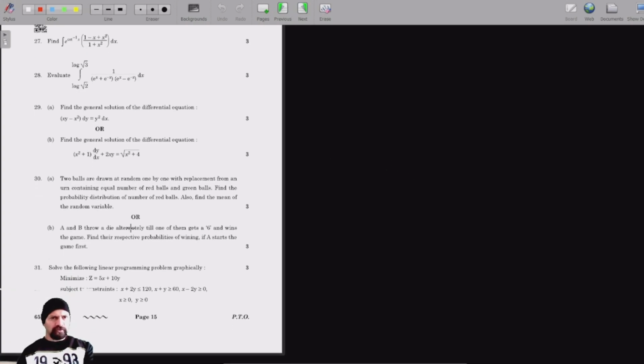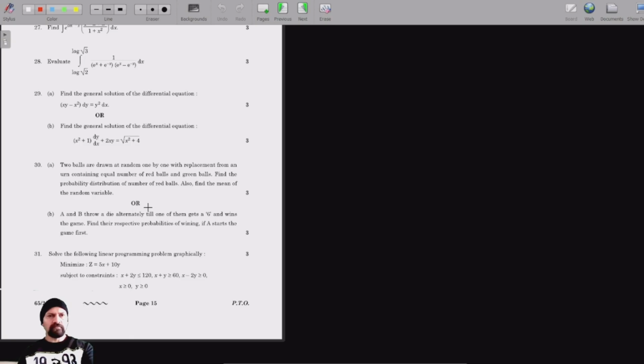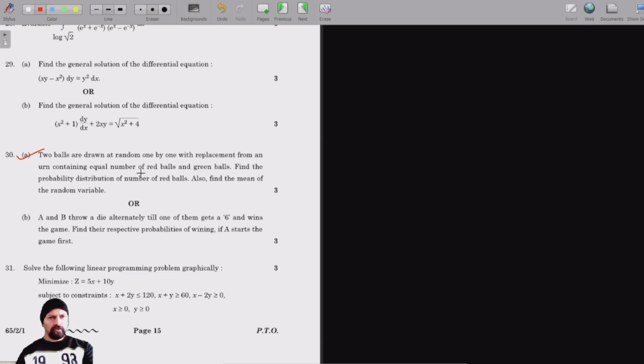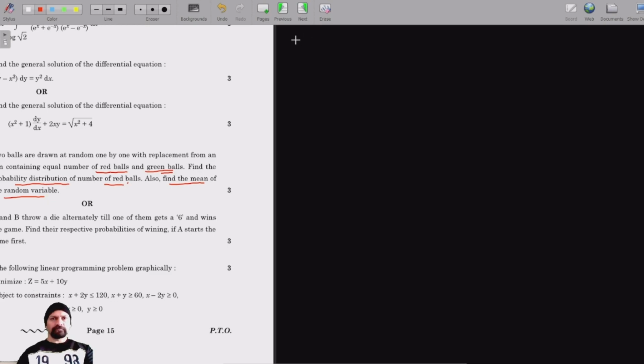For question number 30, this is part A. It's given that two balls are drawn at random one by one with replacement from an urn containing an equal number of red and green balls. We have to find the probability distribution of the number of red balls, and also find the mean of the random variable. So there are equal numbers of red and green balls.